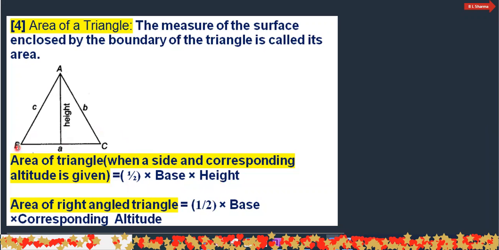So in this case, BC is the base and the corresponding height is this. So for the area of a triangle, when its base and the height, meaning the corresponding altitude, are given, we can apply this formula: half into base into corresponding height.